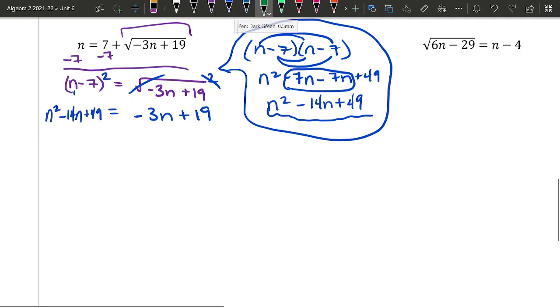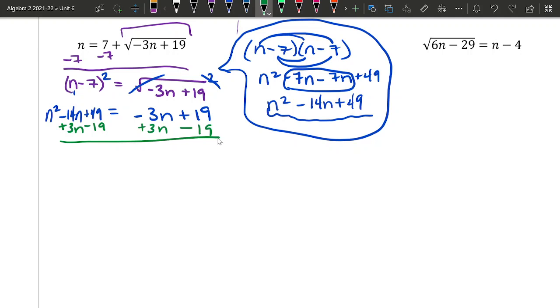All right, moving on to the next step. To solve the quadratic, I need everything on one side. I want to keep the n squared positive, so I'm going to move everything to the left. So I'm going to add 3n and subtract 19. So I have 0 on the right, n squared minus 11n plus 30. N squared minus 11n plus 30 equals 0.